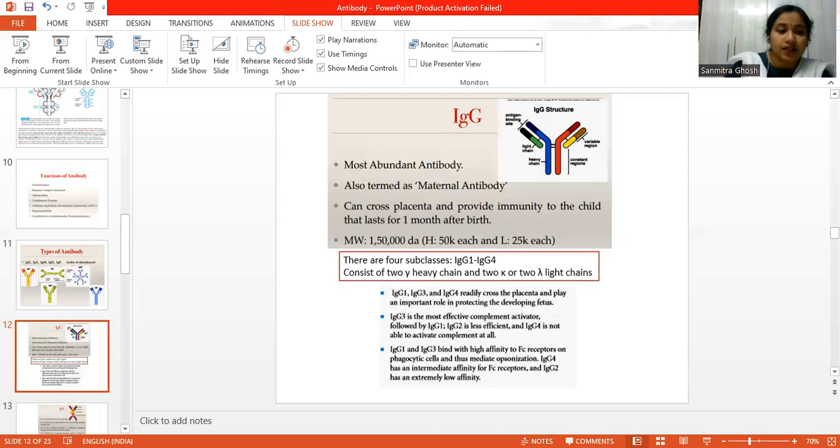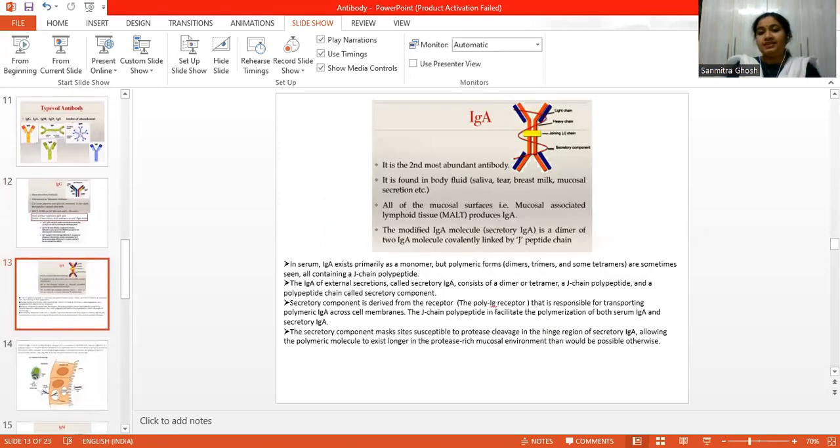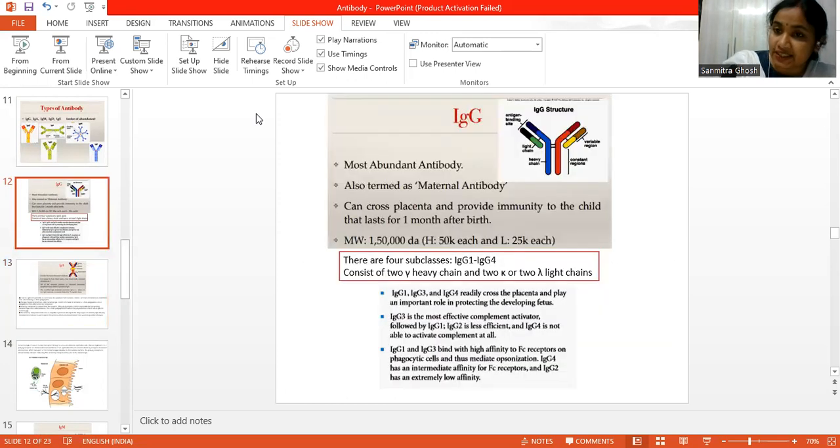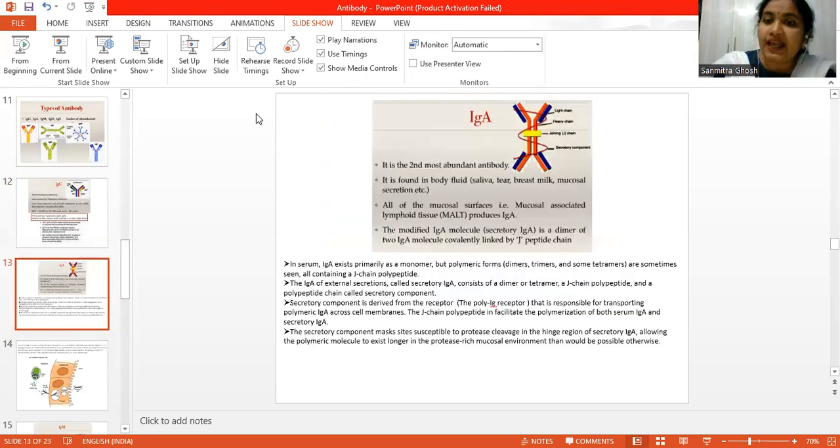Right. So now we will move towards the second most abundant form of antibody, and that is the IgA. Now, its structure, as it has been shown over here, is considerably different from that of the IgG. Because in case of IgG, it was monomeric in nature. And as you can see over here, IgA is not monomeric, but it is at least dimeric in nature.